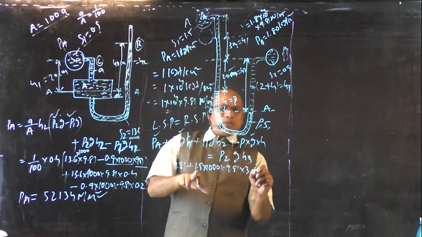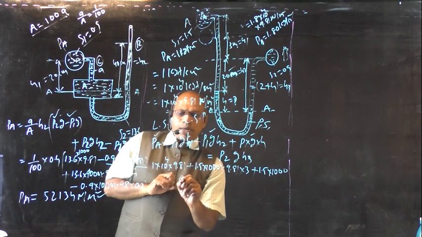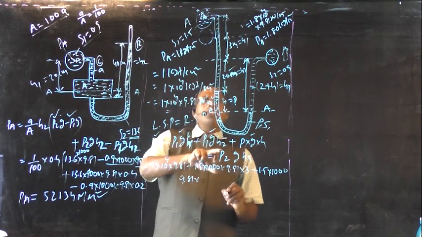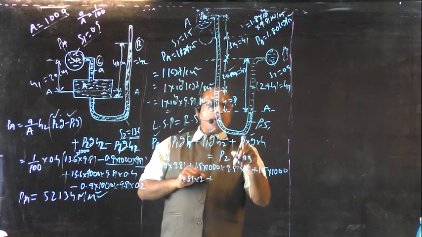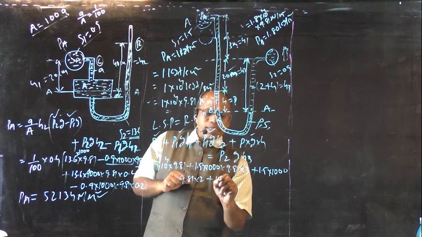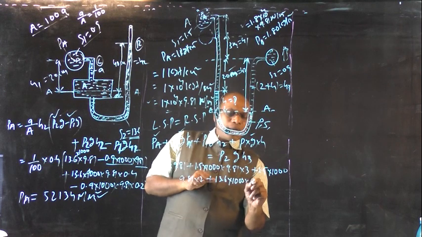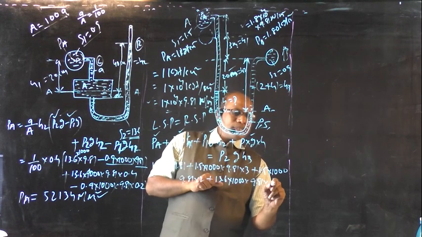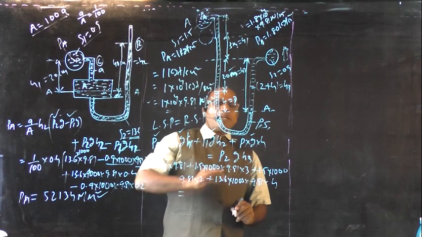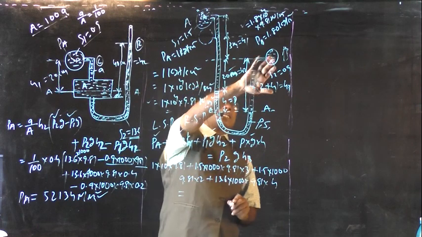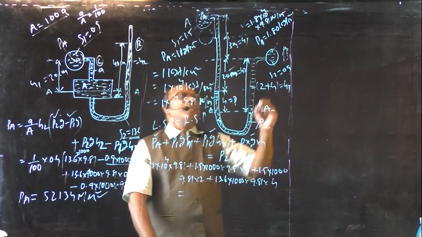plus rho 1, same liquid, that is the pipe A liquid, that is equal to 1.5 into 1000 into G 9.81 into H2. H2 is nothing but 2 meters, plus rho, density of the manometer liquid or mercury, that is equal to 13.6 into 1000 into G 9.81 into H. H is unknown, that we are going to determine here. That must be equal to right side pressures, that is equal to rho 2, that means density of the liquid in pipe B, that is given in the problem, 0.9.